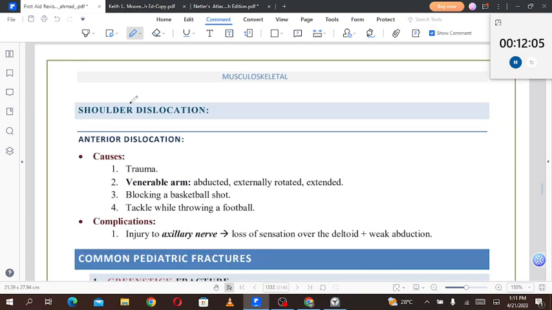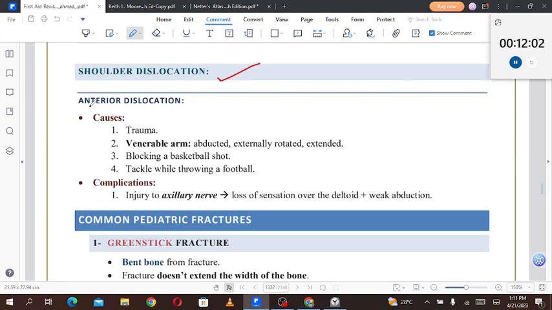Then, in the musculoskeletal system, we have shoulder dislocation. Anterior dislocation causes trauma. What's that? Vulnerable arm: abducted, externally rotated and extended. Okay, so we'll see the picture of that. Blocking a basketball shot, tackle while throwing a football. Complication: injury to the axillary nerve, loss of sensation of the deltoid plus weak abduction.